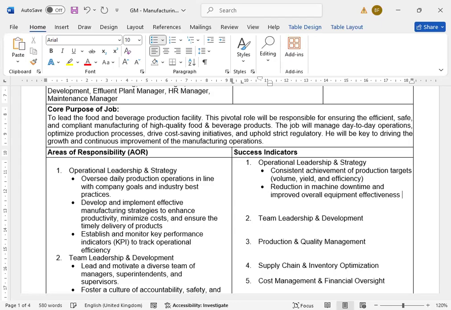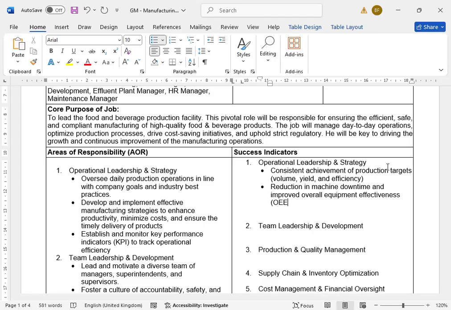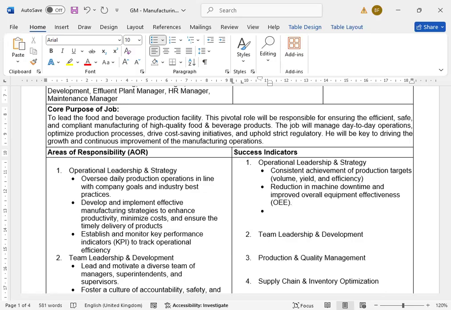Okay, this is OEE, overall equipment effectiveness. OEE. Right. You should understand how it works and how you do it.